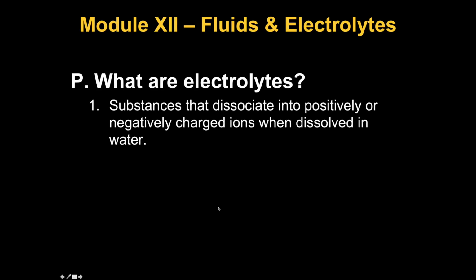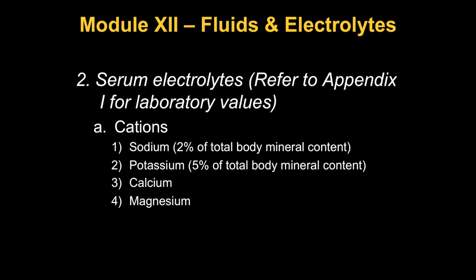What are electrolytes? Well, electrolytes are substances that are going to dissociate into positively or negatively charged ions when they dissolve in water. So these ions, these electrolytes, are very, very important to the way water is distributed in the human body. So what are the serum electrolytes? Well, at the back of your course manual, I do have an appendix there with some general laboratory values. If you want to just take a look at those, just to have an idea if you're not already familiar with the concentrations in blood of electrolytes.